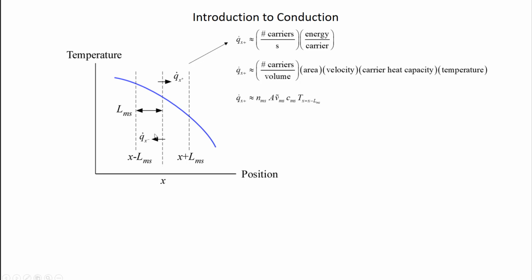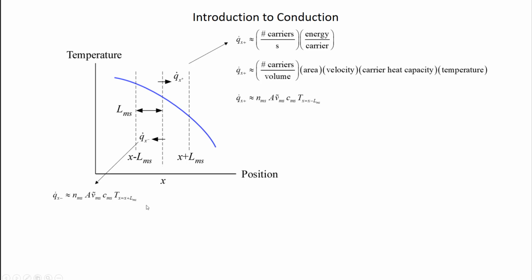If I do the same thing for the energy carriers moving from right to left, I'm going to have all the same terms here. The only difference is that those guys experienced their last collision somewhere over to the right of this plane, right? And that distance is also l_ms, so this would be T at x equals x plus l_ms, right?